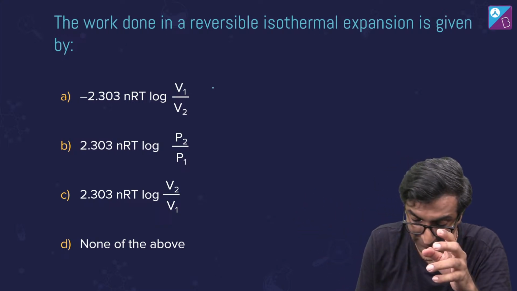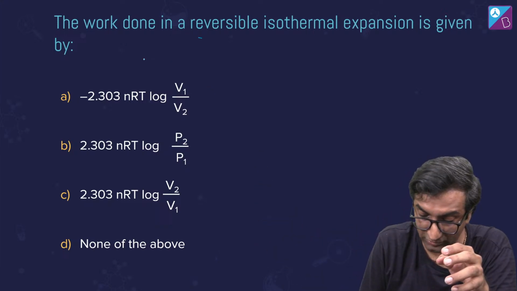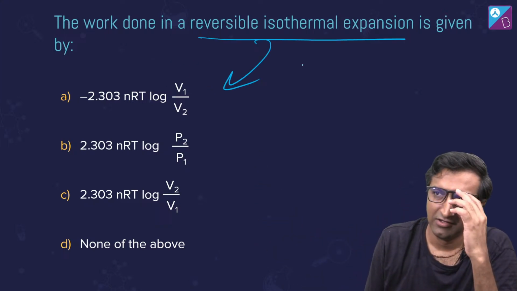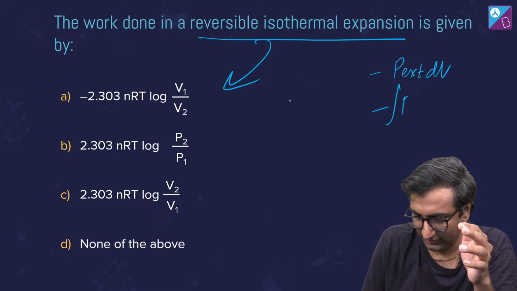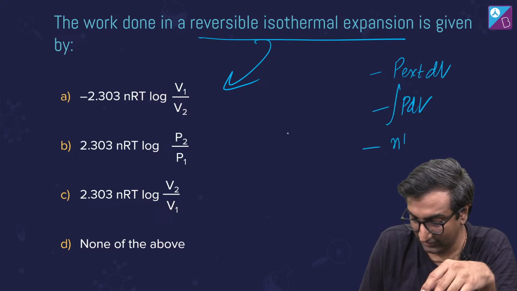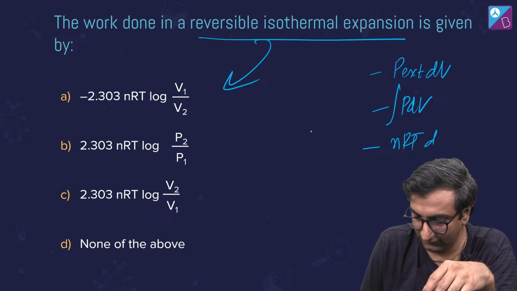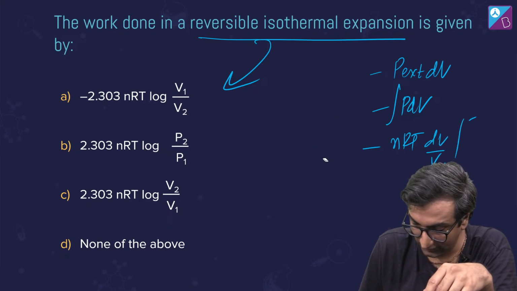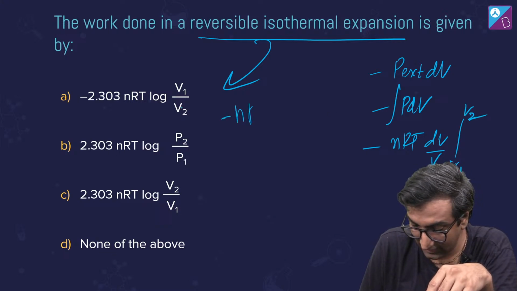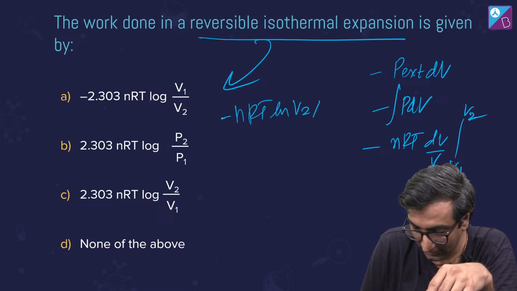If you go from first principles, यहाँ पे आप पूछ रहा है कि रिवर्सिबल आइसोथर्मल एक्सपेंशन का फॉर्मूला क्या होगा. फर्स्ट प्रिंसिपल माइनस पी एक्सटर्नल टाइम्स dV, minus integral P dV, that becomes minus nRT dV by V, limits of Vi to Vf. ठीक है, V2, V1. Let's say V1 is initial, V2 is final. Okay, cool. That becomes minus nRT ln V2 by V1.